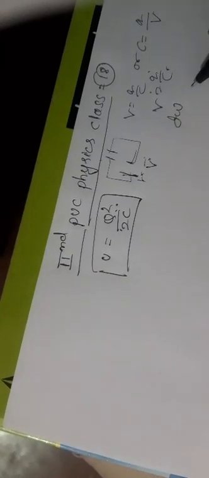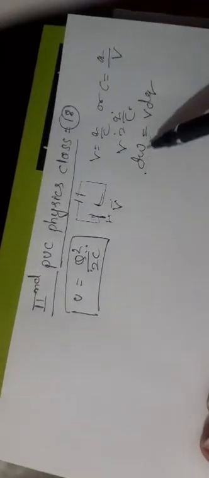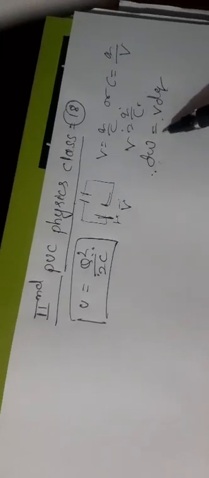The potential difference V is given by the work done. What is the work done? The work done in transferring a charge dq is given by V into dq. That means dW is equal to V dq, the small work done dW in transferring a charge dq. Substituting the value of V, dW is equal to Q by C into dq.